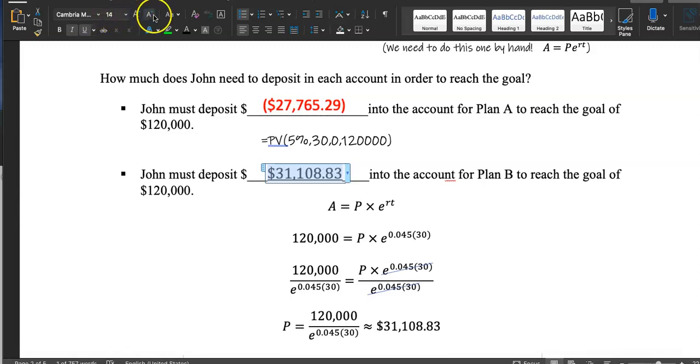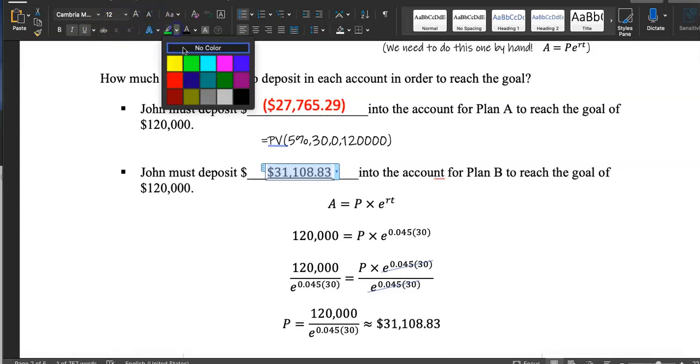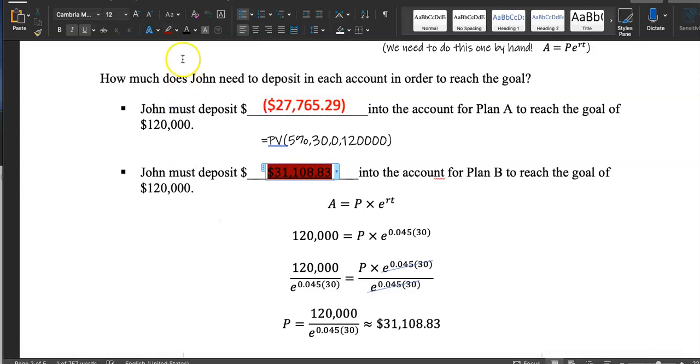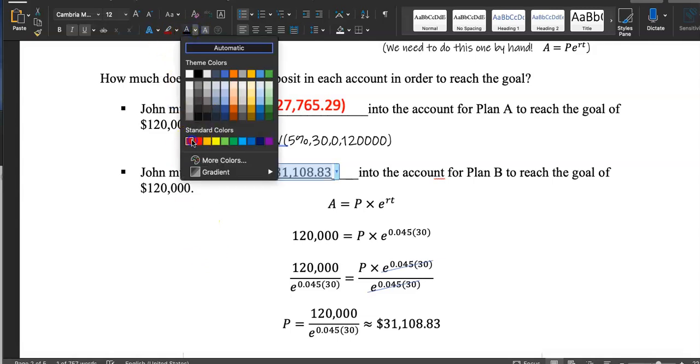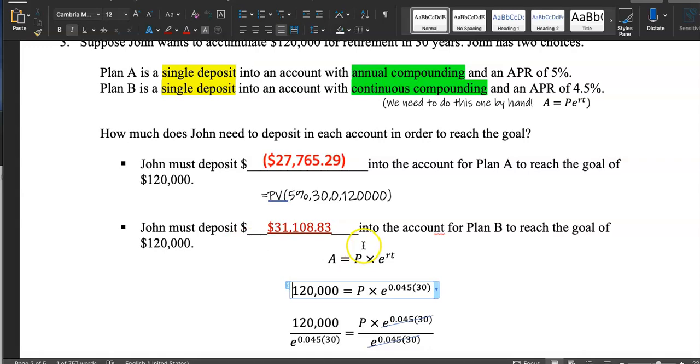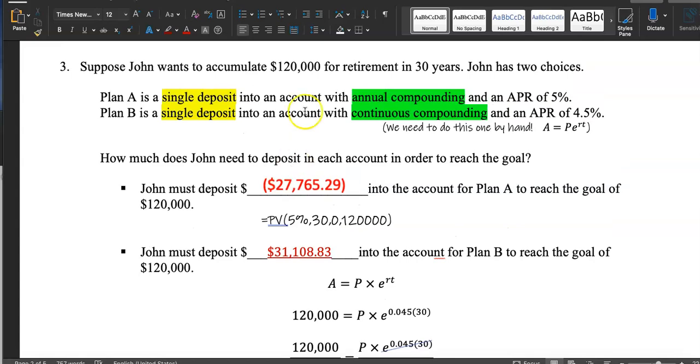So now let's be John and let's think about which option is better for him. Which option is better for him? The one that's asking him to only put in 27,000 or the one that's asking him to put in 31,000? John should go with plan A, because plan A is asking you to put less money in today, right? But they're going to end up with the same amount, $1,200,000 in the next 30 years. Why? Why do you think?